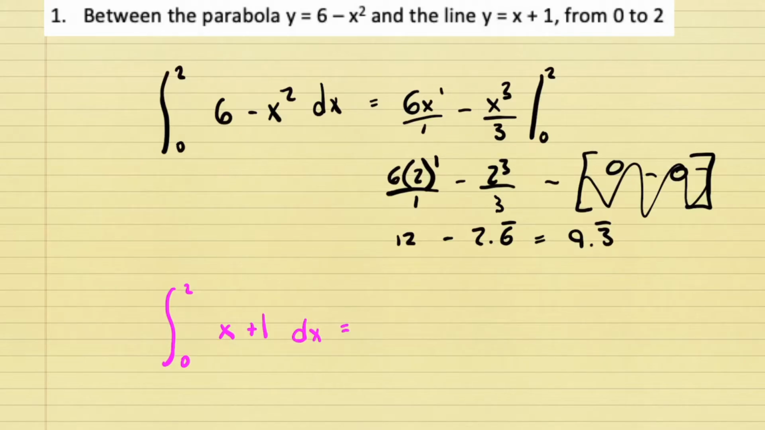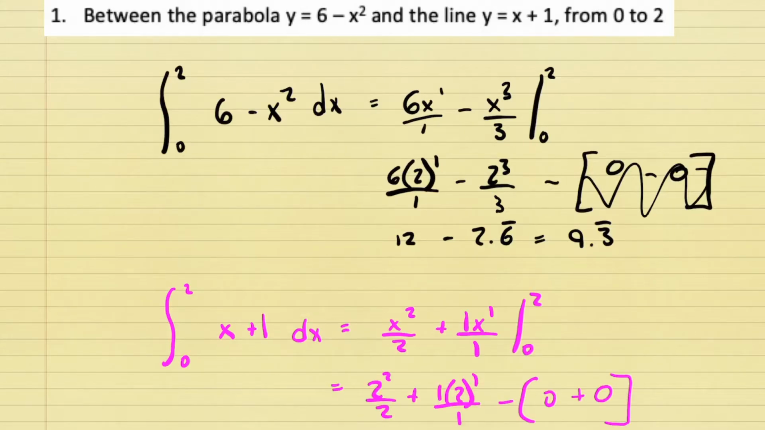So if I plug in a 2, 2 squared divided by 2 plus 1 times 2 to the first power divided by 1. And then if we plug in zeros, we get 0 plus 0. So plug in the zeros into both. Obviously this part goes away. So we're going to have 4 divided by 2, which is 2, plus 2. So it's 2 plus 2, which means the total area is 4. So that's the area under the line.